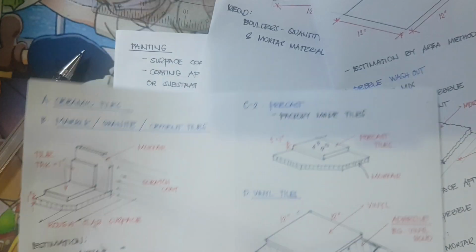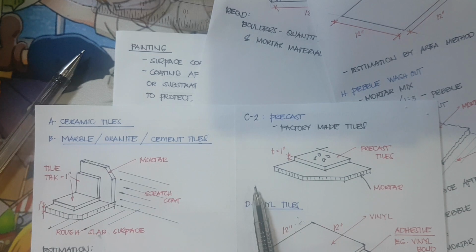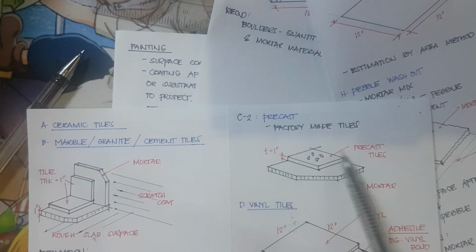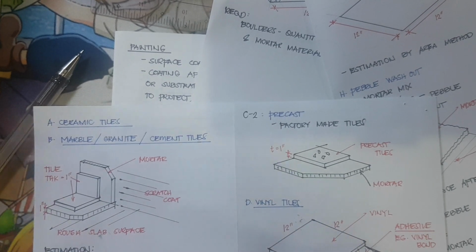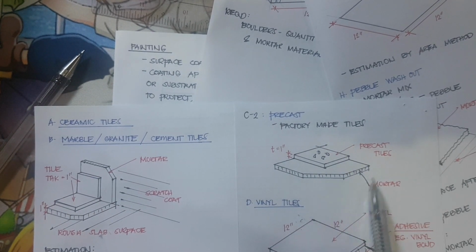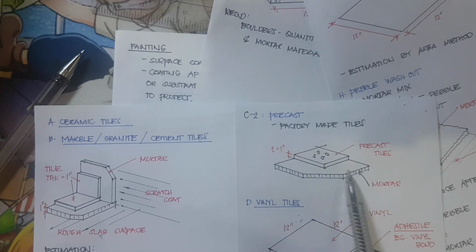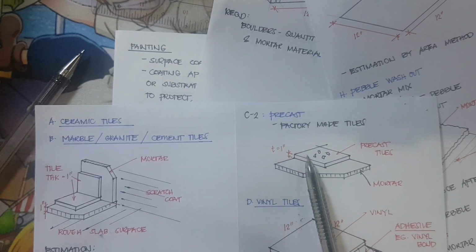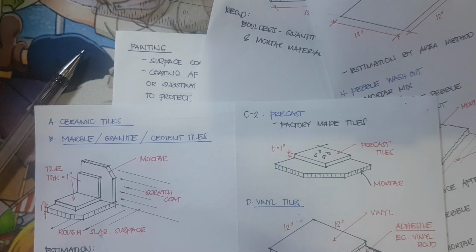Now, if it would be a precast, meaning you order it and it is already a tile, then we simply place it on top of the mortar. So, rough slab, mortar, then the precast tile. And it has a thickness of 1 inch.